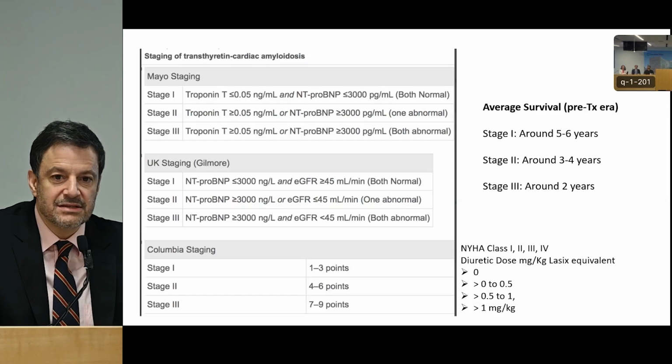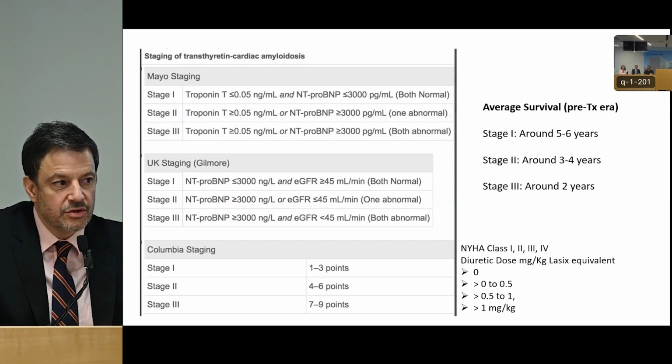The UK staging system is a little more practical in that it just relies on NT-proBNP and estimated GFR.